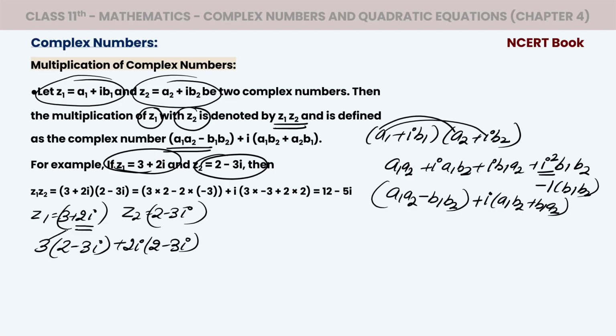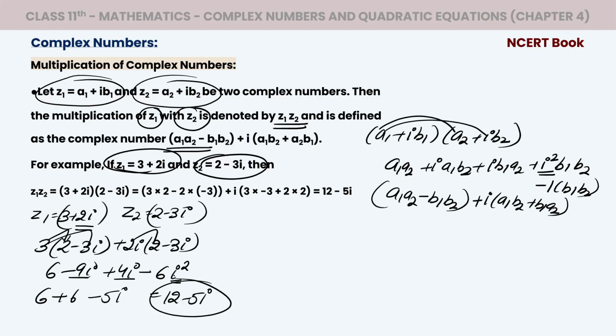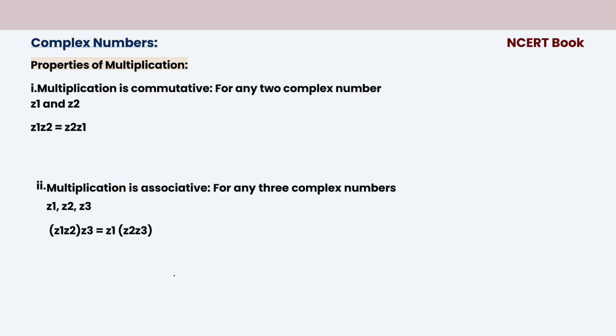So let's multiply 3 into 2, that is 6. 3 into minus 3 iota is minus 9 iota. 2 iota into 2 is 4 iota. And here, minus as it is, 3 times 6, iota into iota is iota square, so 6 iota square, whose value is minus 1, so minus 6 plus 6. And minus 9 iota plus 4 iota is equal to minus 5 iota. So the answer is 12 minus 5 iota. So this is how we do the multiplication.